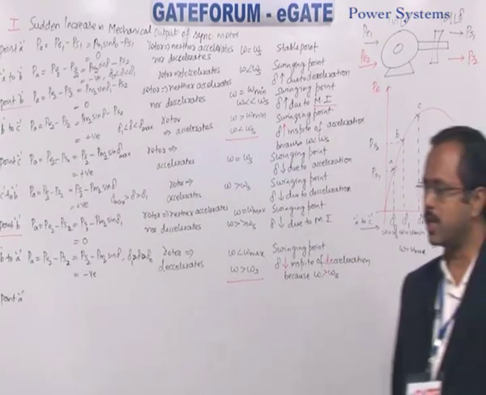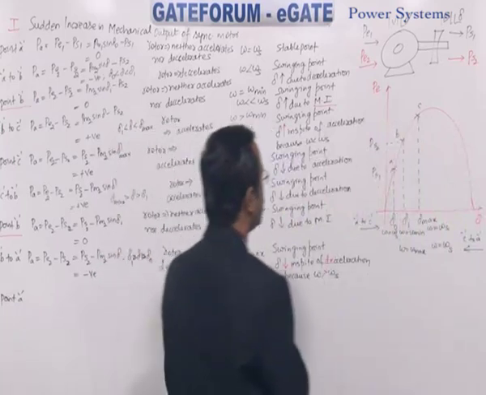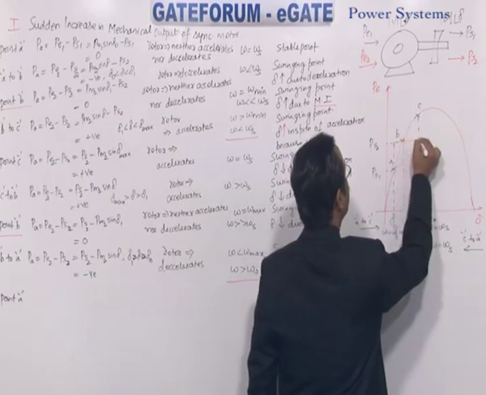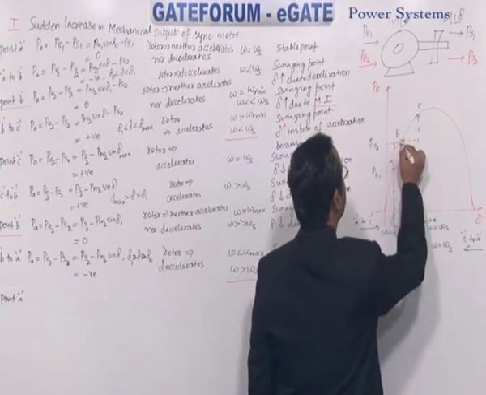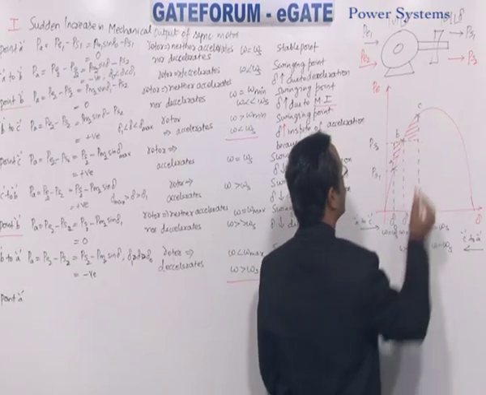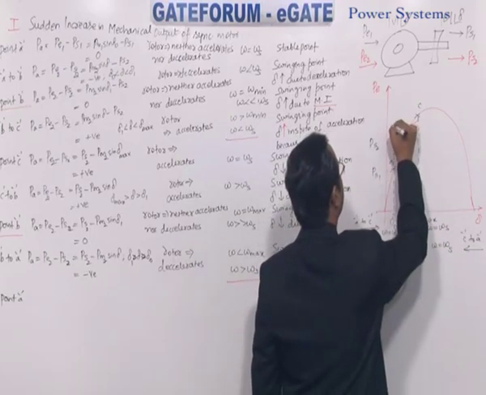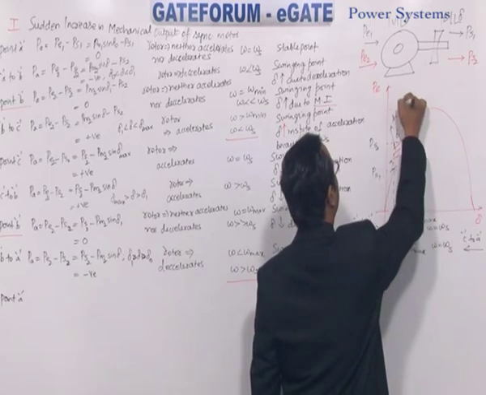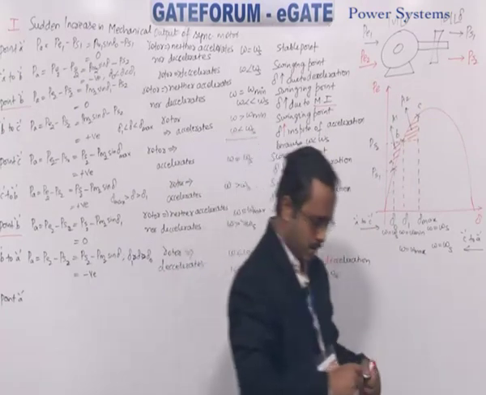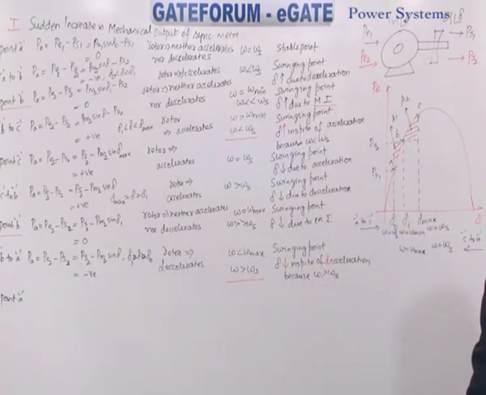Now finally, to analyze, you find the areas of these two regions. This is the area A1, this is the area A2. You shade these two regions. When both areas are equal, then you say the system is critically stable.